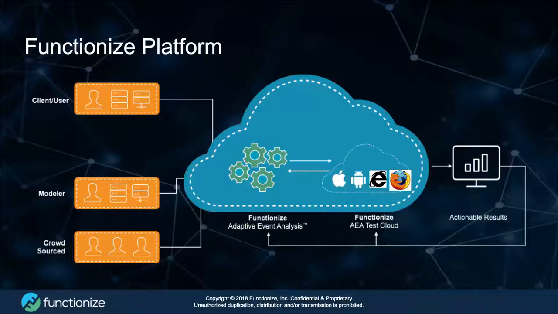So here's a little overview of what our platform looks like. We collect data from multiple different sources: the client or the user, also the modeler, the person that creates the test case. We also have some crowdsourced input, which we use to train and label data. That data goes into our adaptive event analysis system. This is where all the AI is used, and we build our models. Once we've modeled the application, we can test that application in the cloud. We support all major browsers: Android, iOS, Internet Explorer, Firefox, Chrome, every major browser. And we can run those tests in the cloud. Once they're done, we provide the user with actionable results, which they can use to improve their application.